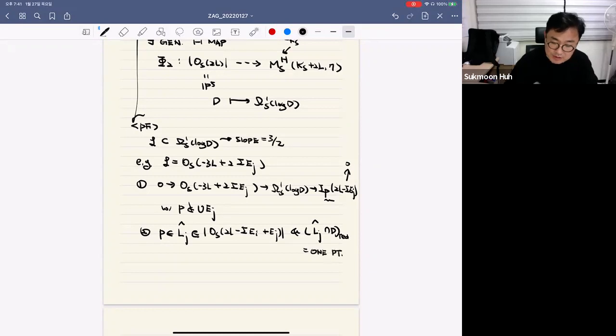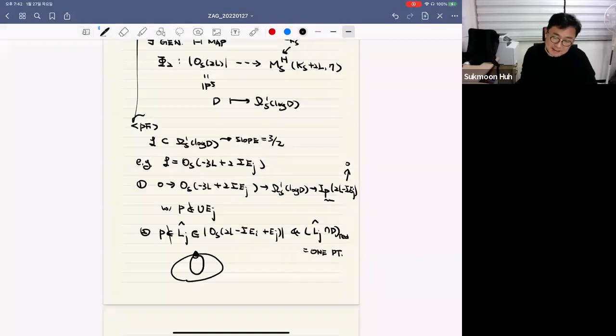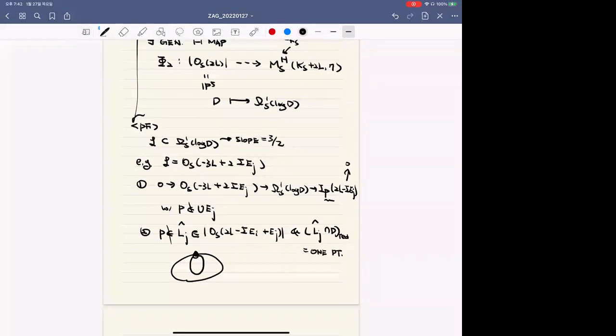So downstairs in P2, our D is a smooth conic. LJ hat is also another smooth conic, intersecting each other at only 1 point with multiplicity 4. That's true for any J. Sorry? You said not in. Sorry, you're right. This is not contained in LJ hat. Thank you very much.